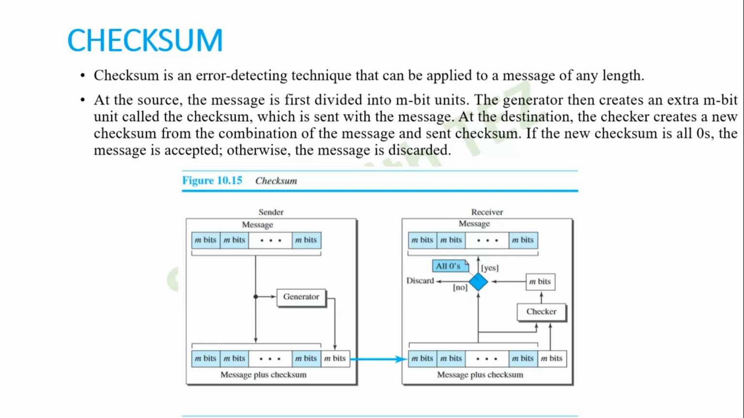At the destination, the checker creates a new checksum from the combination of the message and the sent checksum. If the checksum is all zeros, the message is accepted, otherwise the message is discarded. Once the new checksum is zero, it simply means that the message is uncorrupted, error free, and hence it is accepted. If it is some non-zero value, then we say the message has been corrupted and we discard it.